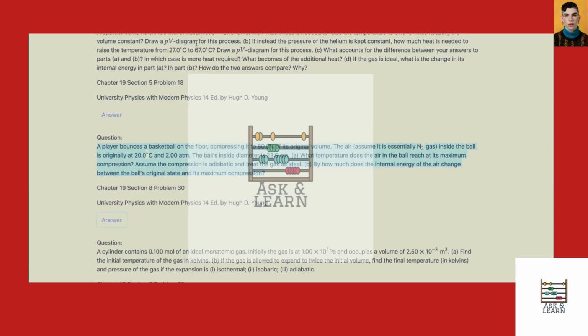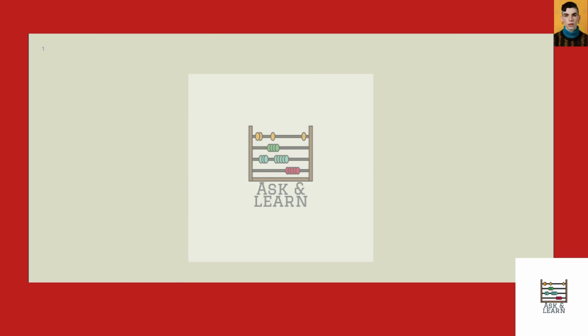A player bounces a basketball on the floor, compressing it to 80% of its volume. The air, essentially nitrogen gas, inside the ball is originally at 20 degrees Celsius in 2 atmospheres. The ball's inner diameter is 23.9 centimeters. A, what temperature does the air in the ball reach at its maximum compression? Assume the compression is adiabatic and treat the gas as ideal. And B, how much does the internal energy of the air change between the ball's original state and the maximum compression?